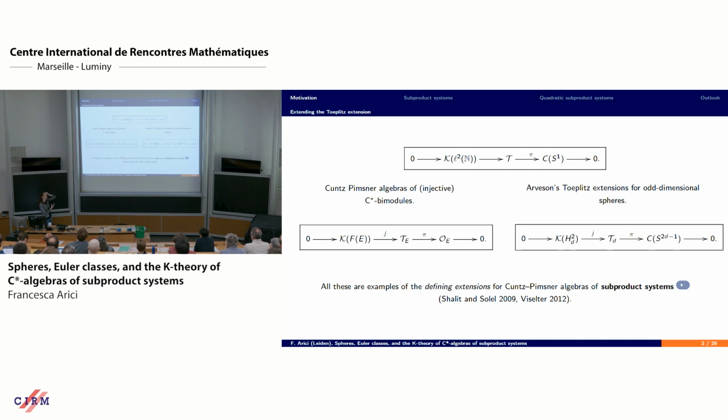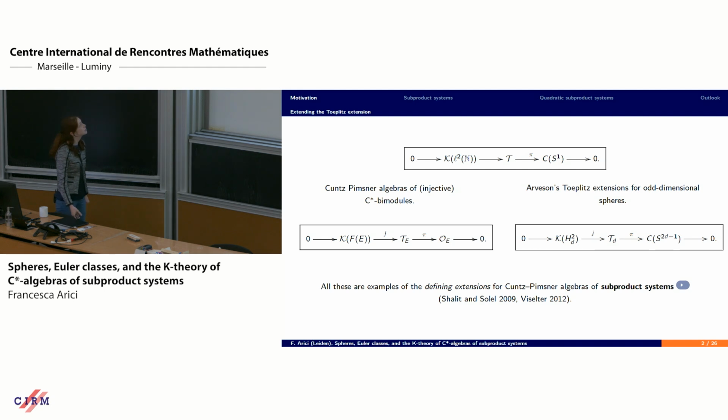And then you have this ideal of compact operators that makes this work. You can extend this in many ways, but these are two ways in which you can generalize this. The first one on your left is the Cuntz-Pimsner extension for C-star bimodules. Here I wrote it under mild assumptions on the bimodule, so that the ideal is the compact operators on some Hilbert module. You can think of this extension on the left as gluing together Toeplitz extensions along a C-star algebra. And that's actually what it does.